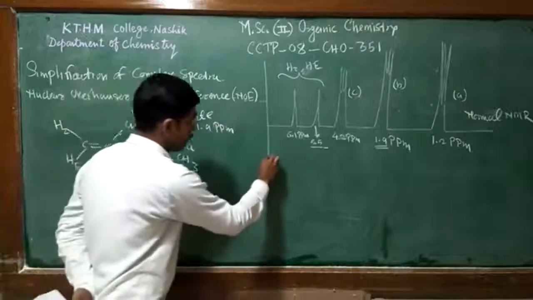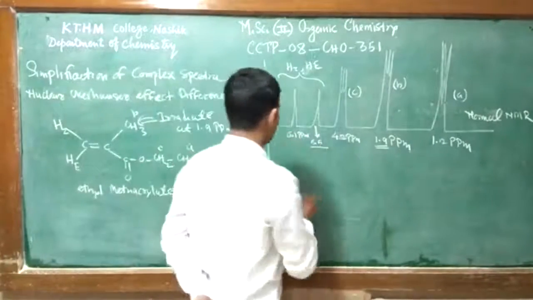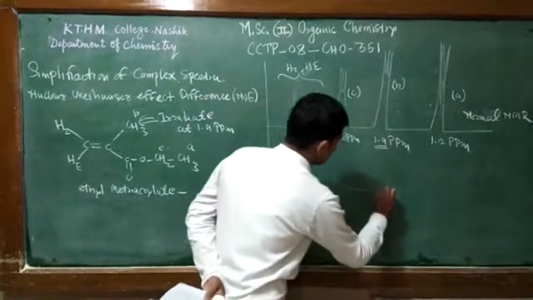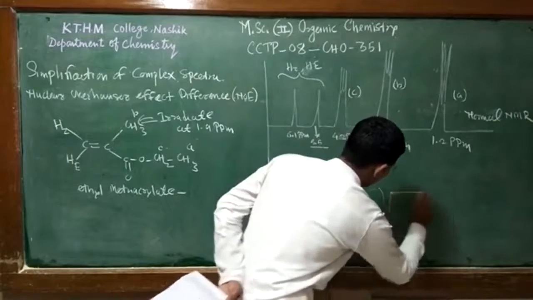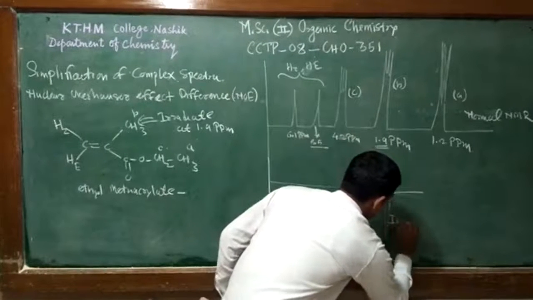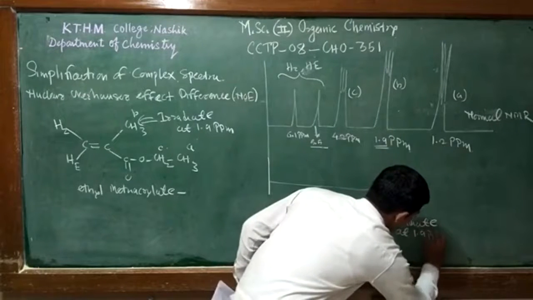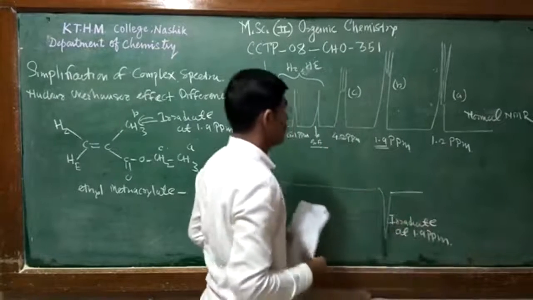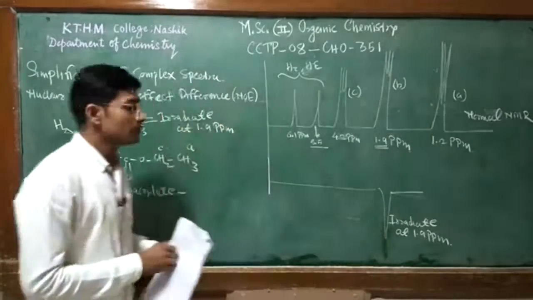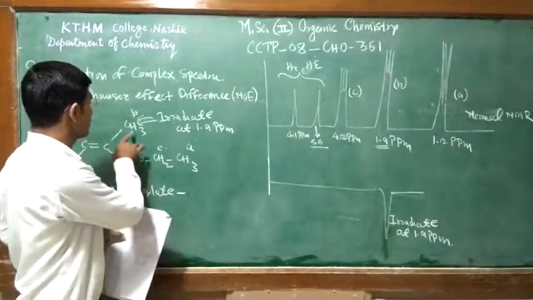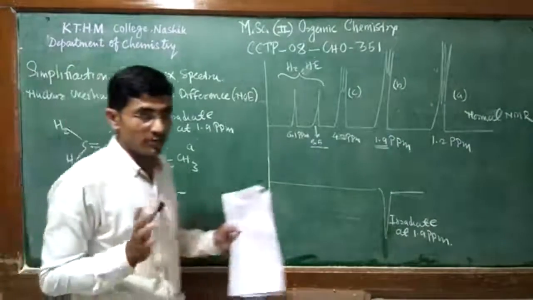So in the NOE method, the proton which is irradiated gives a negative signal, like this. This shows the negative signal because of irradiation. So this is the irradiated proton at 1.9 ppm. Because of irradiation, this proton interacts with the other protons by the dipolar mechanism.